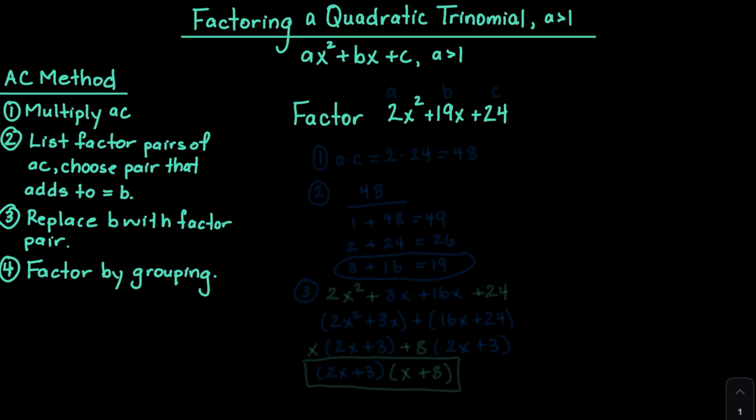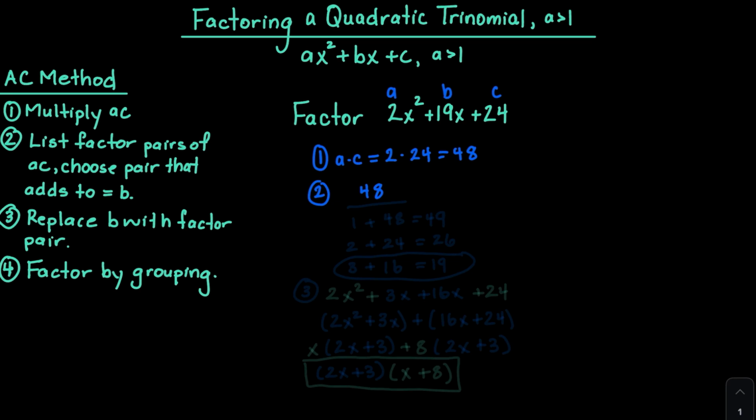Okay, let's identify our pieces to the puzzle. So we know this is A, this is B, and this is C. Step 1 tells us to multiply A times C. So A times C is going to be 2 times 24, which is 48. Step 2 says list the factor pairs of 48. I'm not going to list them all, but I'm going to go until I reach the factor pair that when I add them equals B.